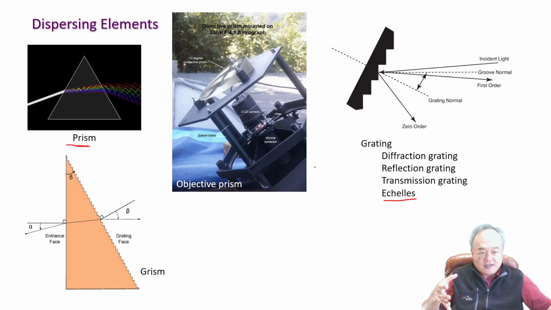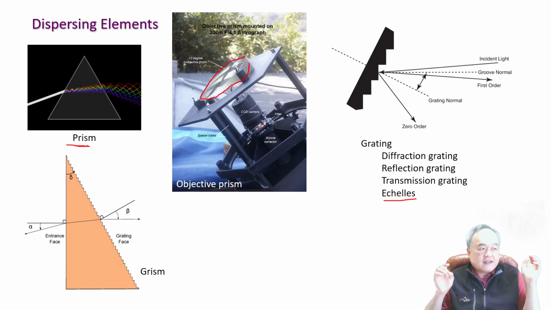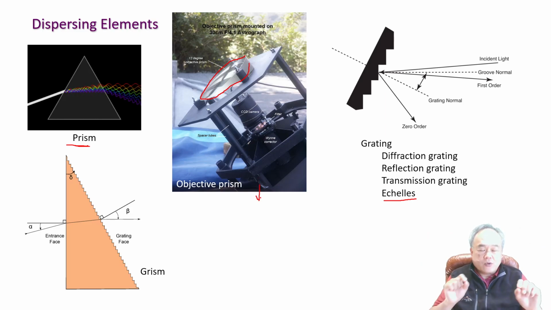Another one is this type of prism. Look at this prism shape. This prism is attached at the entrance of the telescope tube, meaning that all the light coming into the telescope is dispersed. This is a great way to obtain low resolution spectra of multiple objects in a single exposure.